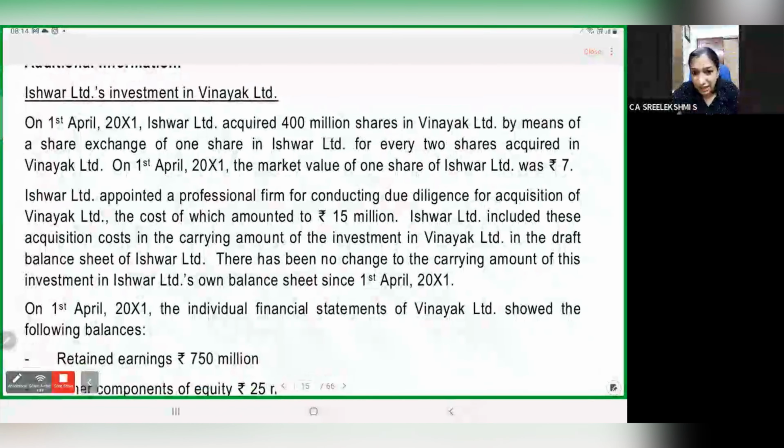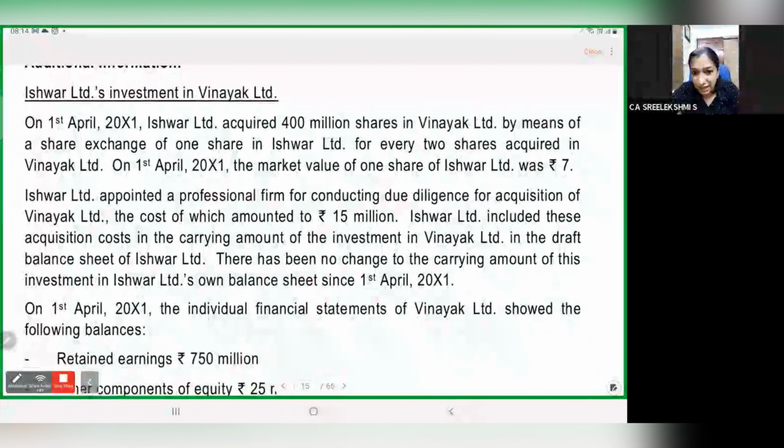On 1st April 2011, the individual financial statements of Vinayak Limited, the subsidiary company, showed the following balances. Retained earnings 750 million, other components of equity 25 million. Why are these figures given? They are given specifically for the analysis of reserves. The directors of Ishwar Limited carried out a fair value exercise to measure identifiable assets and liabilities. Naturally, in the case of a business combination, there will be fair valuation of assets and liabilities.